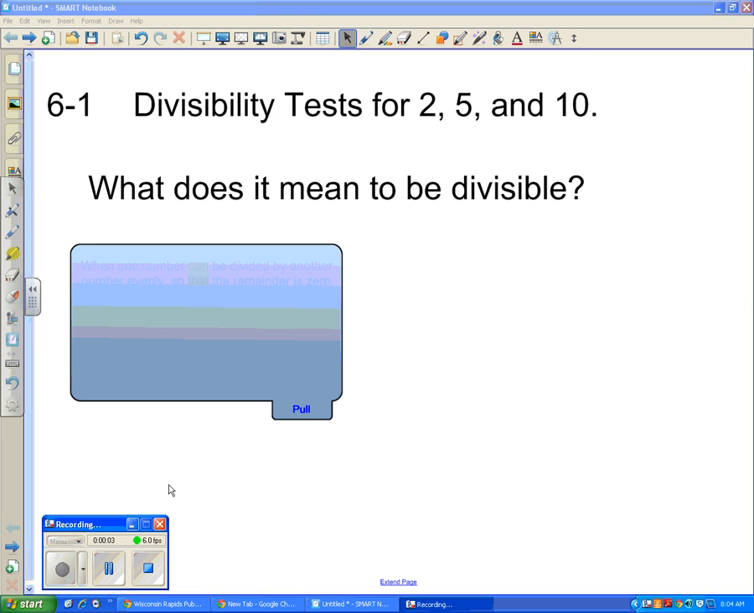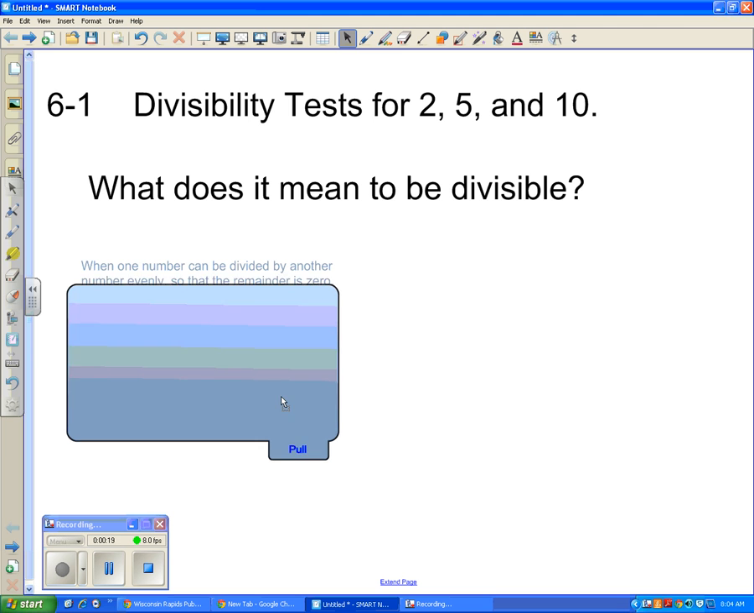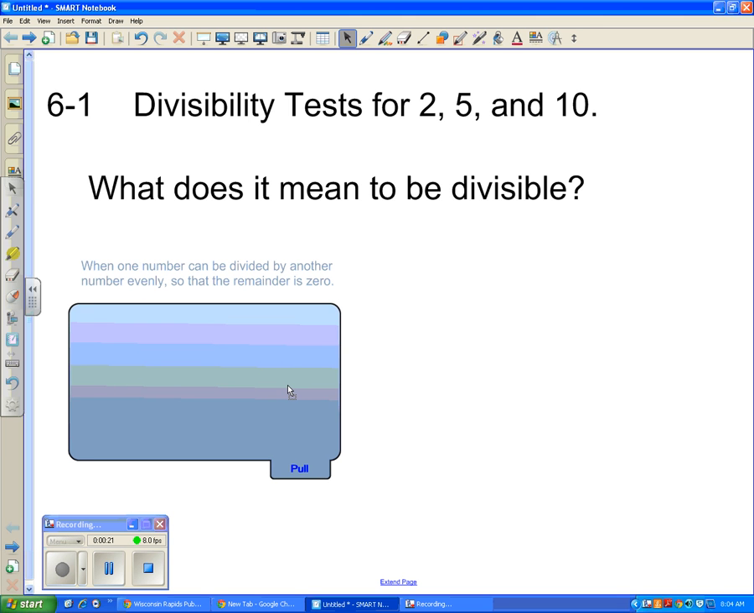Today we're going to talk about the divisibility test for 2, 5, and 10. The first thing we need to identify is what it means to be divisible. Or in other words, what does it mean when a number is divisible by another number? Well, when one number is divisible by another number, it means that it can be divided evenly so that the remainder is 0.